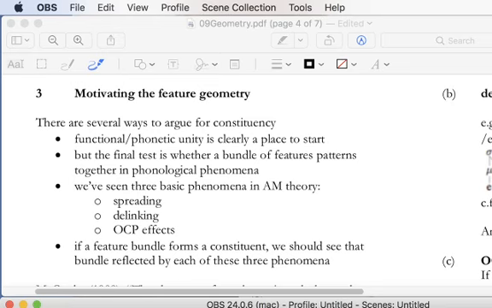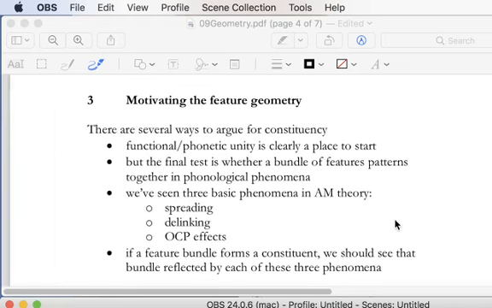Right? How do we get evidence about which kinds of things in the phonology do or don't constitute featural constituents or nodes in the feature geometry? And we saw that there's a couple different things that go into that. So first of all, we talked about the phonetic or the functional unity of a set of features, right? So coronal, labial, dorsal, these all go into defining the physical place at which a constriction is located, right? So there's some general coherence to that bundle of features.